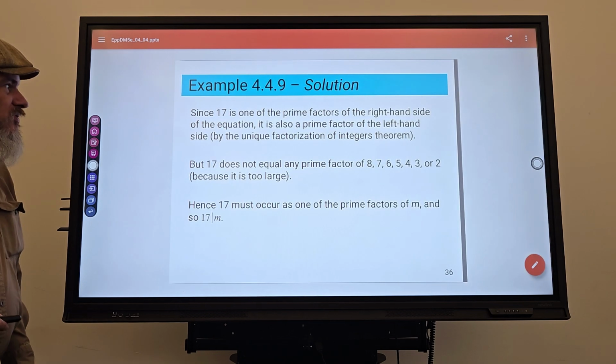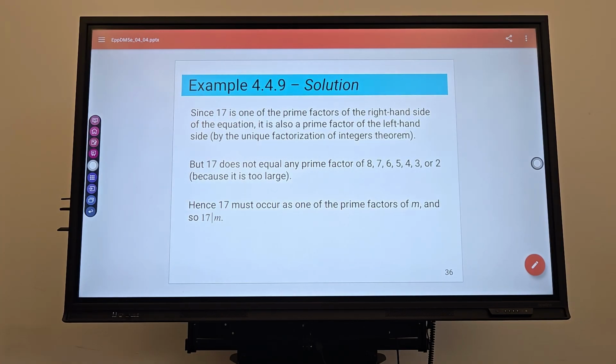Since 17 is one of the prime factors of the right-hand side of the equation, it is also a prime factor of the left-hand side by the unique factorization of integers theorem. But 17 does not equal any prime factor of 8, 7, 6, 5, 4, 3, or 2 because it is too large. Hence, 17 must occur as one of the prime factors of m. And so 17 divides m.